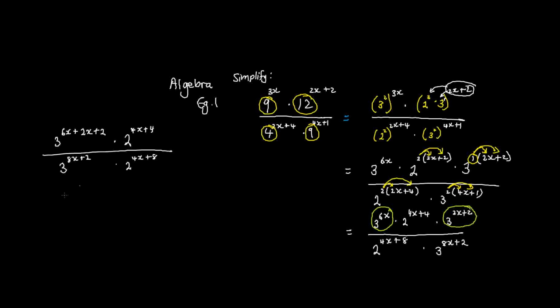So if I want to imagine how this looks, I can picture this as 2 raised to the power of 4x plus 4 over 2 raised to the power of 4x plus 8 times 3 raised to, and let me simplify this. These two are like terms, so it's 6x plus 2x, that's 8x plus 2 over 3 raised to the power of 8x plus 2.